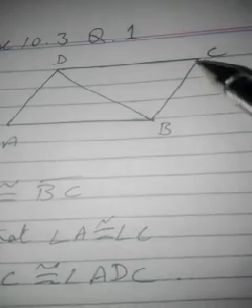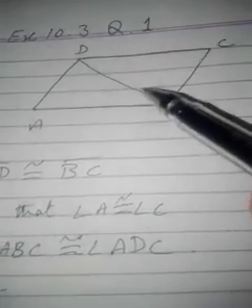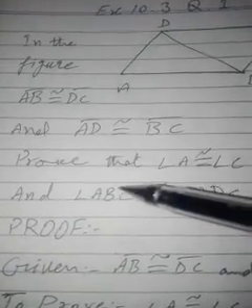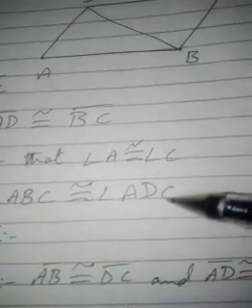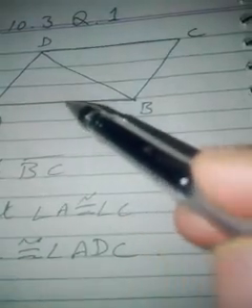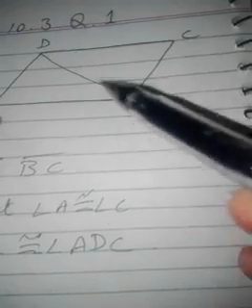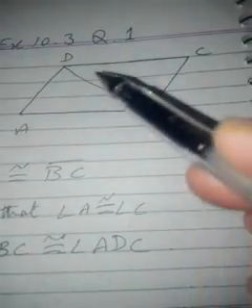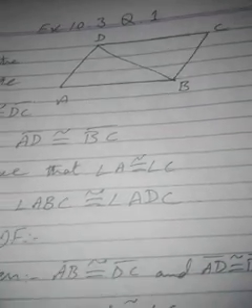This is angle A and this is angle C. These two angles are congruent. This we have to prove. And angle ABC is congruent to angle ADC. This is angle ABC and this is angle ADC. These two angles are congruent. This we have to prove. So let us start.